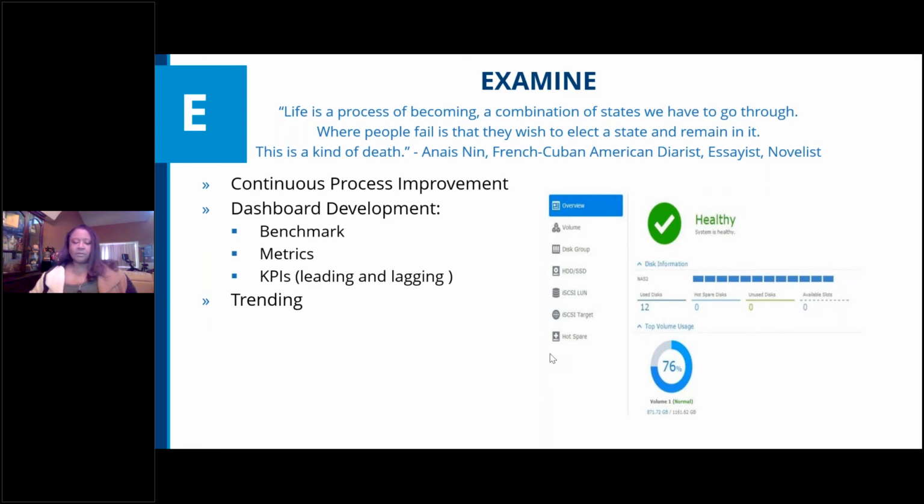When it comes to continuous process improvement, make sure that you have a way to monitor and track those particular areas. Dashboard development: what's your benchmark? What are the leading and lagging key performance indicators? Really something that says, here's how I am trending, as appropriate.